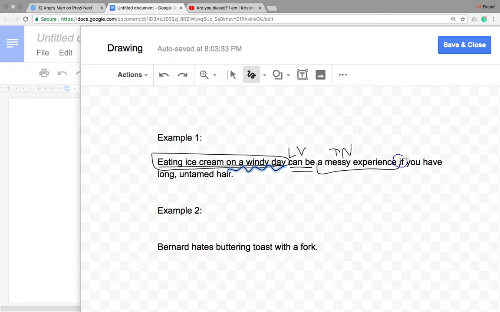So then you have your Woobus word, which is if. After your Woobus word, you should have a subject, which is you. Have is your verb, and it happens to be a linking verb. So because this is a linking verb, again, you can replace it with is or something like that. You equals long untamed hair. So this is also a predicate nominative.